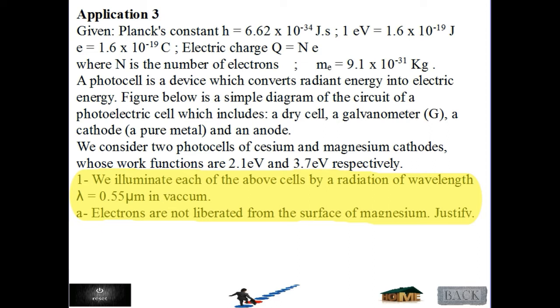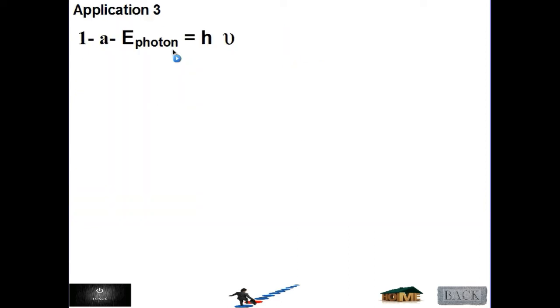Part A. Electrons are not liberated from the surface of magnesium. Justify. So E photon equal h nu. Instead of nu, we can write c over lambda.